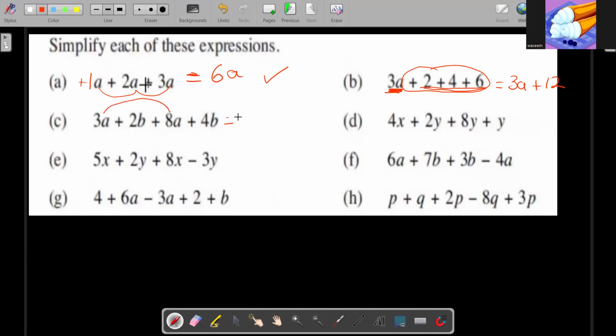Next one, part C. 3A plus 8A is 11A. 2B plus 4B is 6B. So 11A plus 6B.